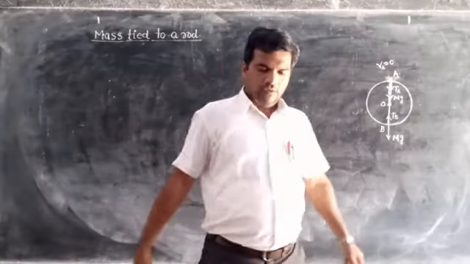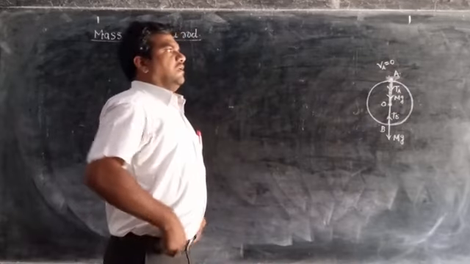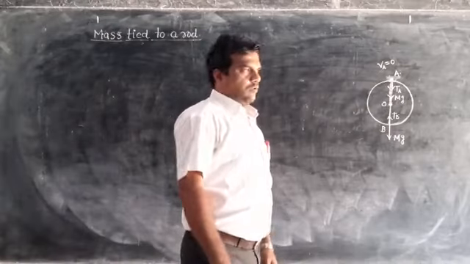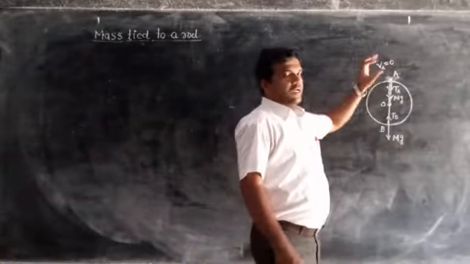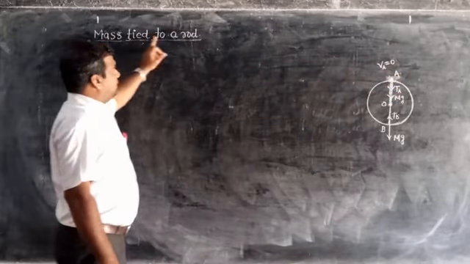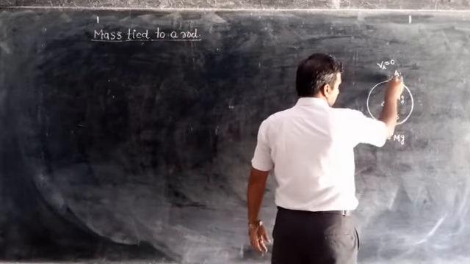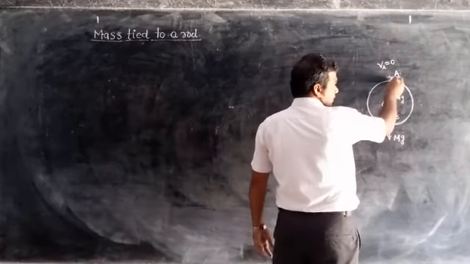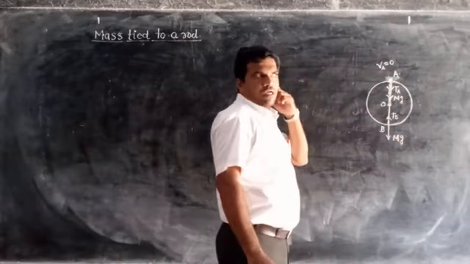In the last lecture, we have seen the application of vertical circular motion, that is, a mass tied to a string and revolved in a vertical circle. Now its second application: the mass tied to a rod. This point mass M is tied to this rod, and the rod is whirled in a vertical circle.